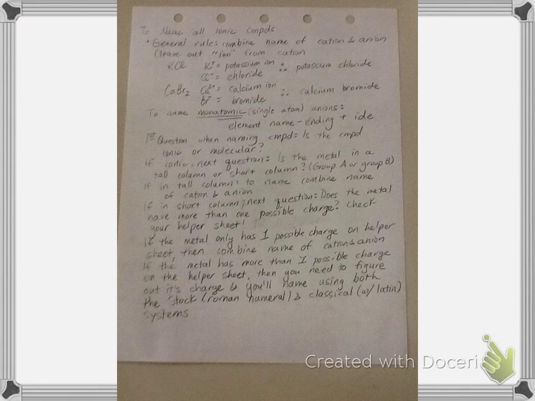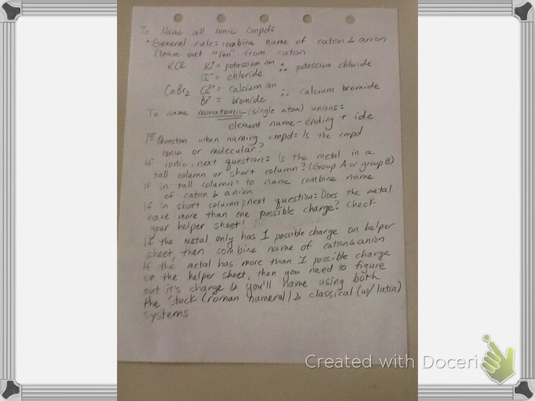It's pretty simple to name monatomic single atom ions in general. When it's an anion, it's the element name minus its ending plus the word "ide." Where this gets a little bit more difficult, and it's not that it's difficult, it's that there are questions you need to ask yourself as you go through it, is when you're naming ionic compounds.